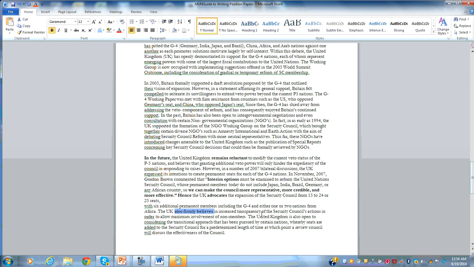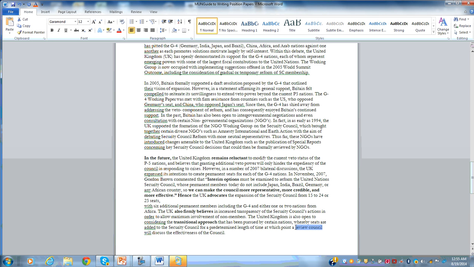Increased transparency is pretty much always a good thing. It just means that there's no secrets about what processes governments are using or the UN is using. It's all very clear and straightforward. All right, the United Kingdom is also open to considering the transitional approach that has been pursued by certain nations, whereby seats are added to the Security Council for a predetermined length of time, at which point a review council will discuss the effectiveness of the council.